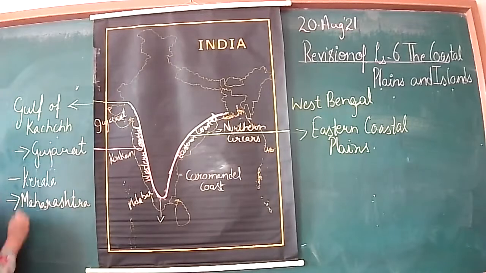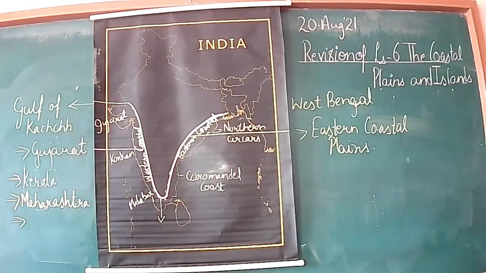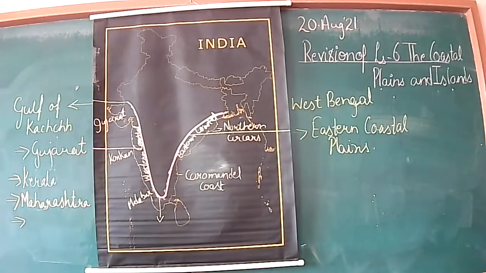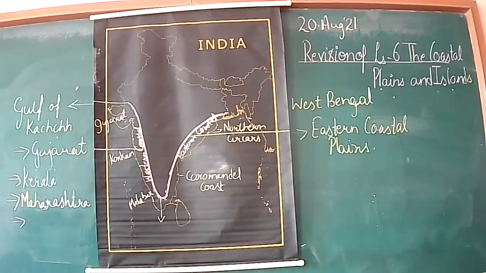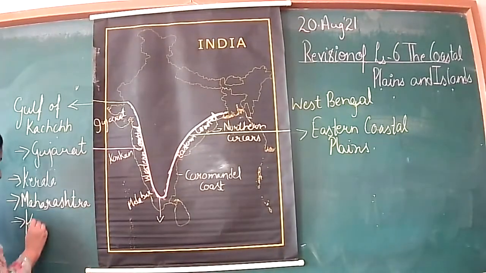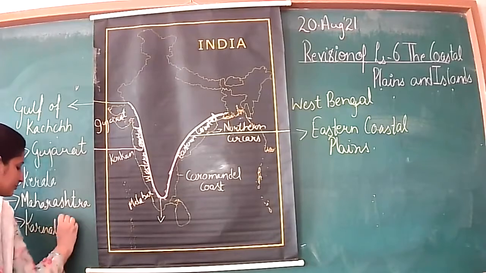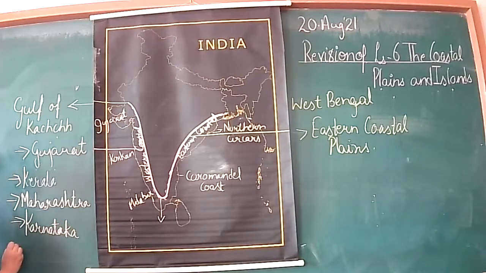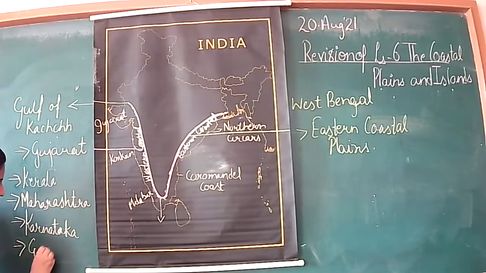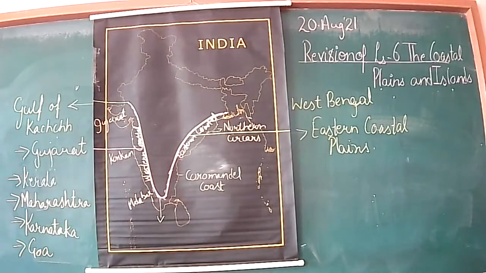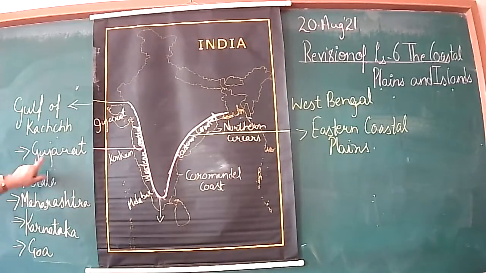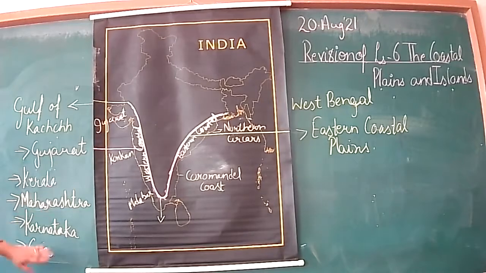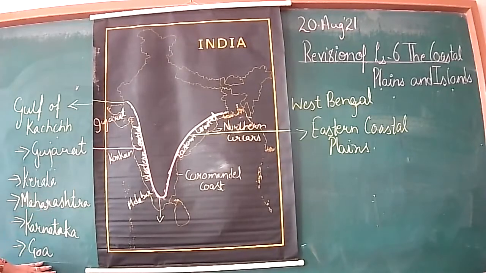Then after Maharashtra, we have Karnataka. And last we have Goa. So the states that come under the western coastal plains are Gujarat, Kerala, Maharashtra, Karnataka and Goa.